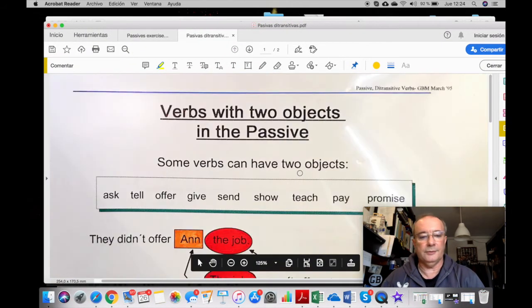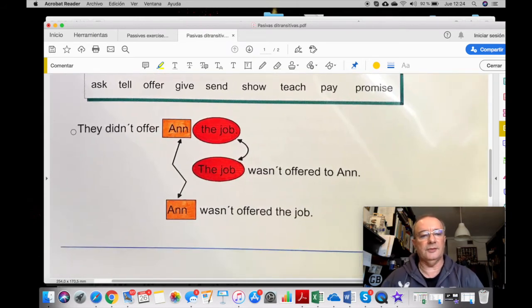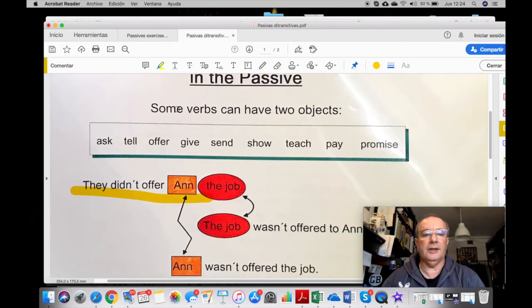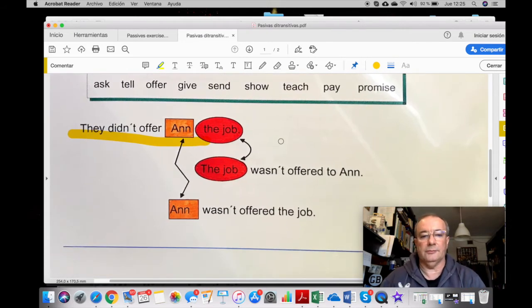Now let me show you a PDF with some more examples here. Let me show you the first one. Okay, here you can see the basic structure for the transformation from the active voice that you can get at the top to the passive voice that you can see below. Now here at the top you have some verbs that can have two objects. So these verbs, ask, tell, offer, give, send, show, teach, pay, and promise, they can normally have two objects. They are typically used with two objects, so these verbs could have two possible passive voices, okay? So the most common would be the one including the person in the subject.